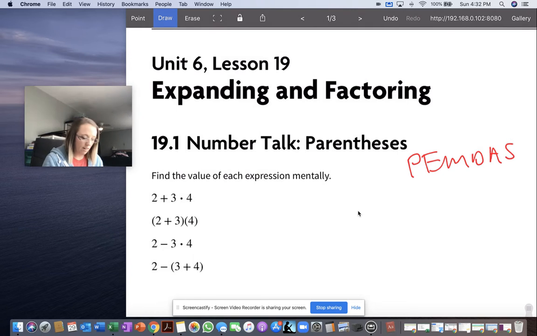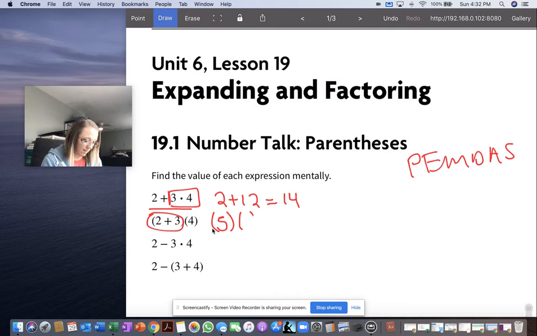In our first one, 2 plus 3 times 4, you have to do the multiplication first. So 2 plus 12 equals 14. In the second one, you see that we have addition and multiplication as well as parentheses. So you always take care of your parentheses first. 2 plus 3 is 5. I would leave that in the parentheses, although it doesn't really matter for this situation. 5 times 4 is 20.